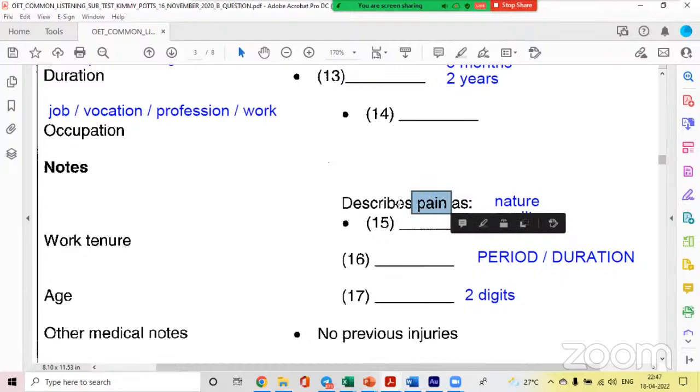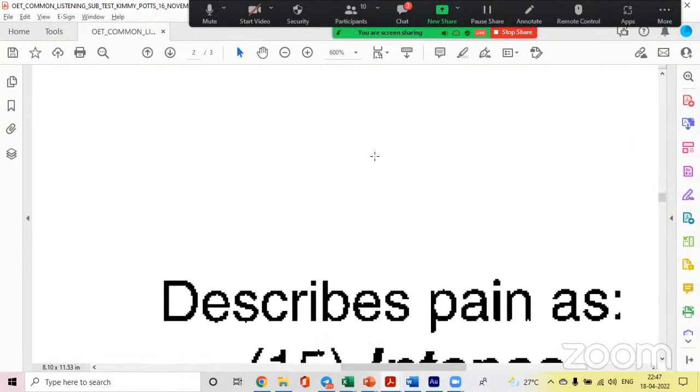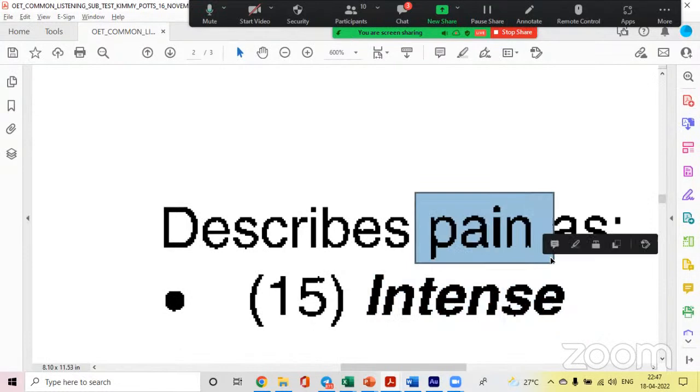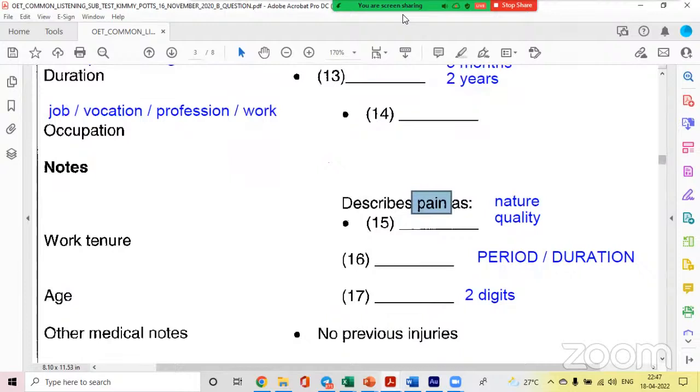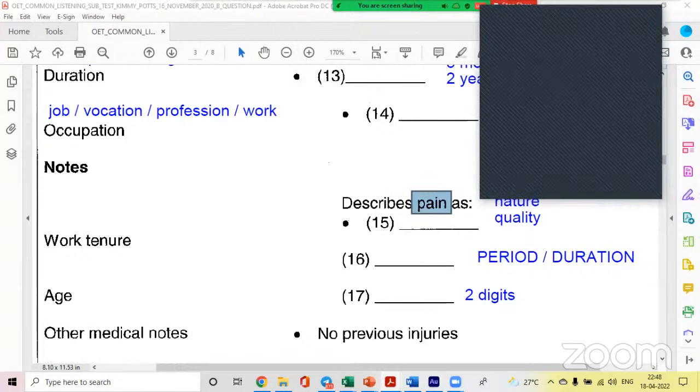Pain described as intense pain. Why? Intense. Okay. Pain described as intense, that's all. Pain already is there. So why do you want to write pain again? So you lost your mark. So that's it. And next one. Question number 16. Question number 16. Okay, 5, 4, 3, 2, 1, submit.